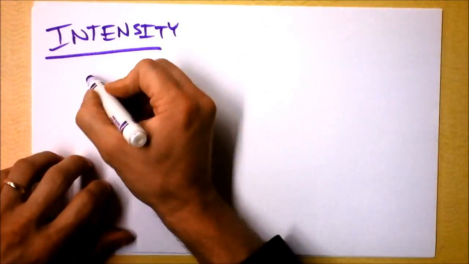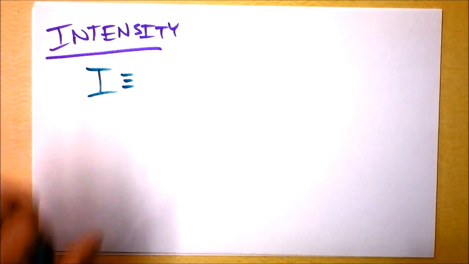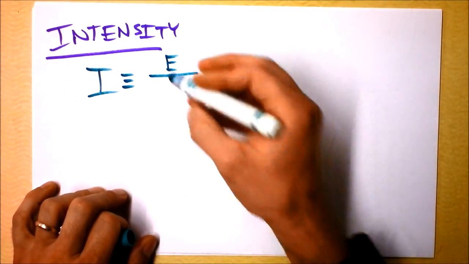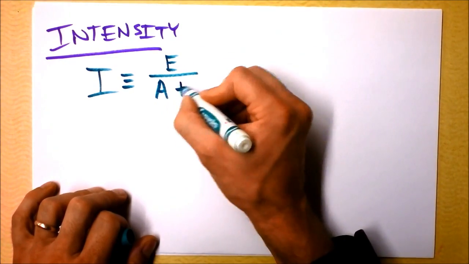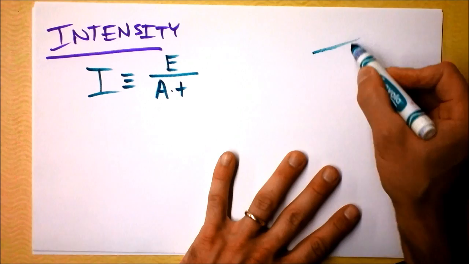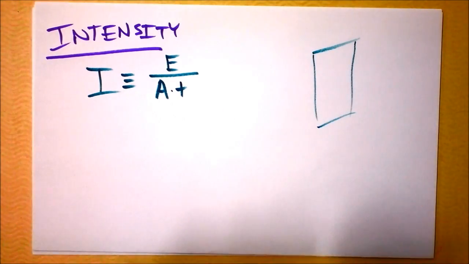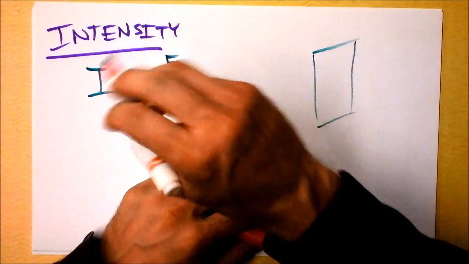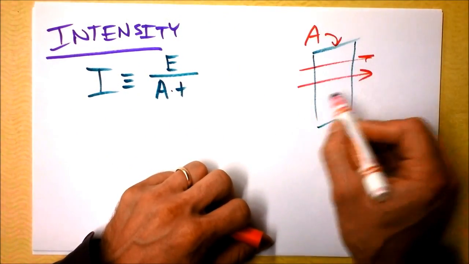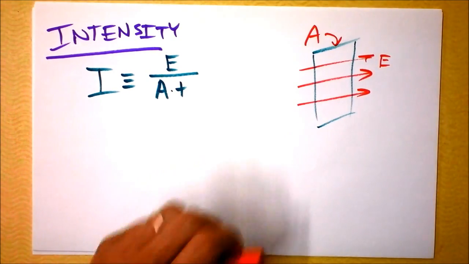In order to understand the idea of intensity, we need to define it. Intensity is defined as the energy going through some area divided by that area divided by time also. So we define some area here, and we say that there must be energy flowing through this area. Let's see, this is an area A, and there's energy going through it. That's the energy that goes through it. And of course, the energy takes some time to go through it.